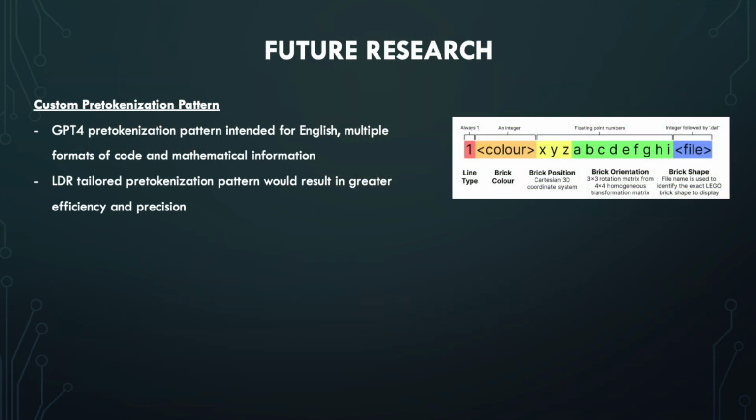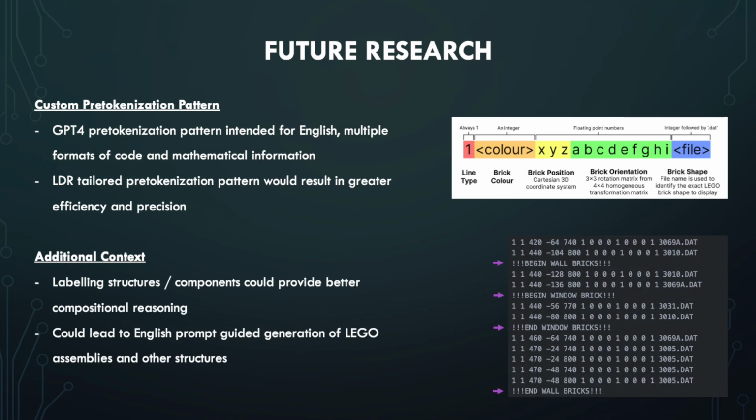One promising area of future exploration would be pursuing a new pre-tokenization pattern. The GPT-4 pattern is tailored to handle multimodal data, like English, multiple code languages, and arithmetic. A pattern properly designed for LDR files would likely provide a more concise token stream. Looking even further into the future, by finding a way to attach descriptive labels to the data, models will more easily learn properties of structures. This could potentially even lead to a model capable of receiving a prompt that's then used to guide the generation of a Lego assembly.